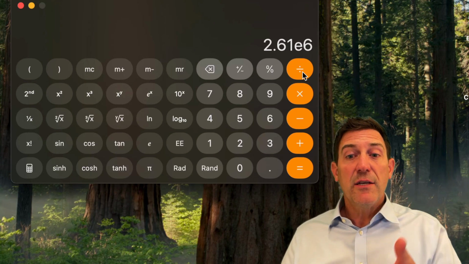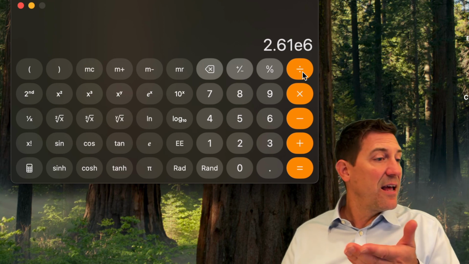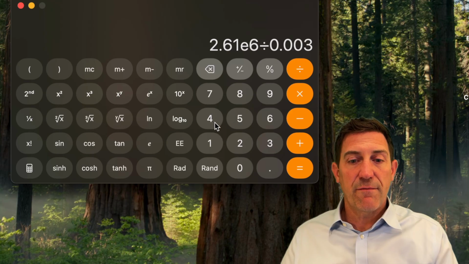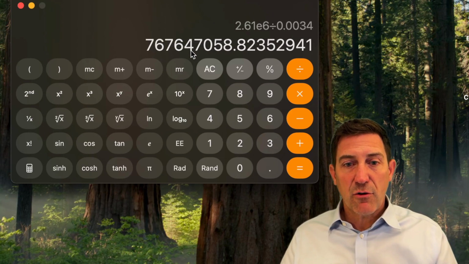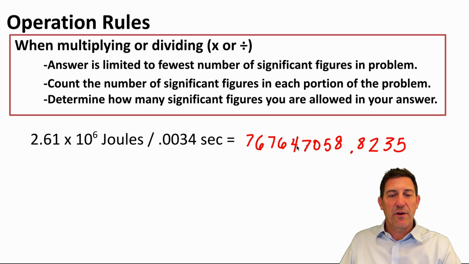I want you to give me the correct answer by doing the correct order of operations, and it will, because that's what they do. So now the problem was 2.61 times 10 to the 6th divided by 0.0034 equals, here we go, this big crazy long number. Now I'm going to switch back over. Here we go. This needs to be rounded off because there isn't a single number up here that is so precise that we can have that many digits in our answer.